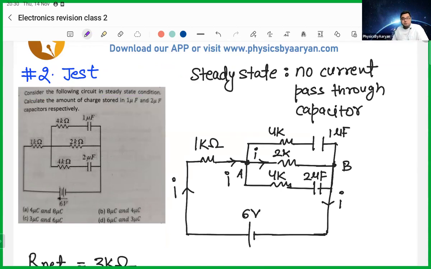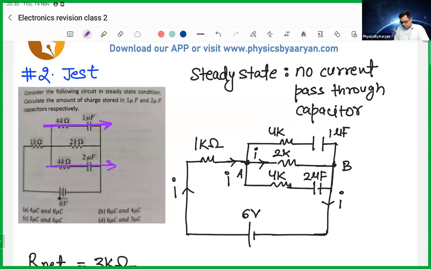Oh, steady state. Steady state means fully charged. Fully charged means no current will pass through the capacitor. So no current will flow here. No current will flow here. I will use this one logic, and the next three problems will be solved in the same way. So understand this logic very clearly.